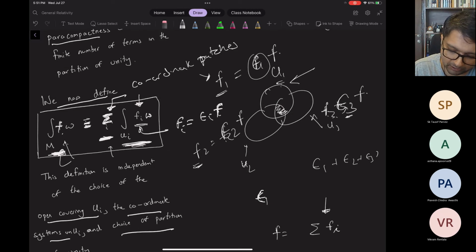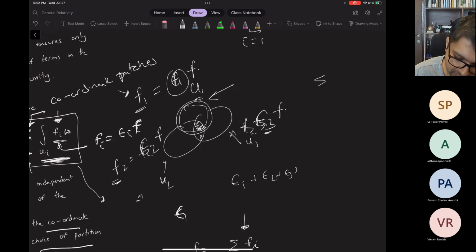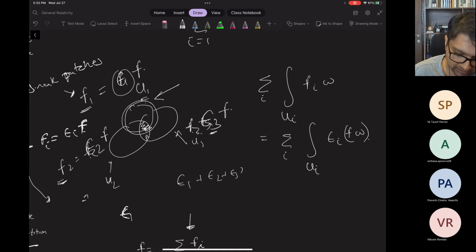So now if I take a point P in the overlap, this sum will give me epsilon1 times f omega from the patch U1 plus epsilon2 from... I mean, epsilon1 depends on P. So maybe it's better to keep it inside the integral. So what I'll have is summation over i, integral over Ui of fi omega, which is summation over i, integral over Ui of epsilon_i times f omega. So now what I'm doing is basically I've partitioned in such a way.